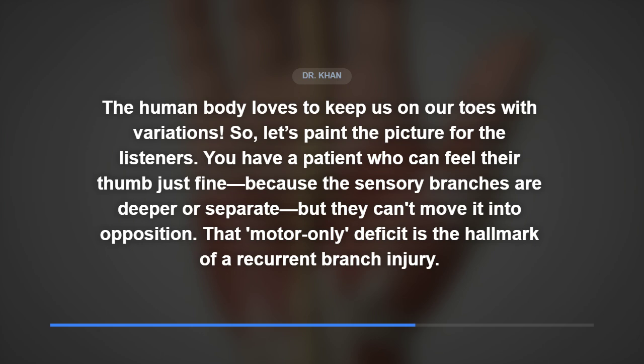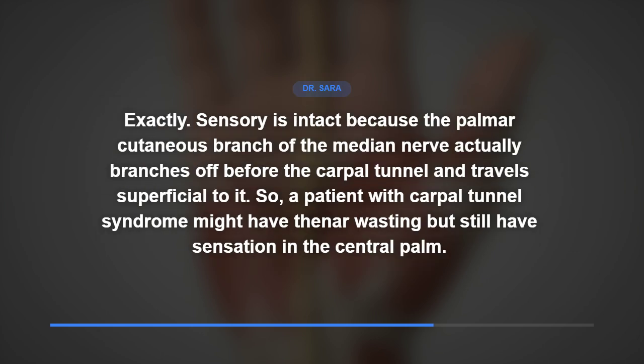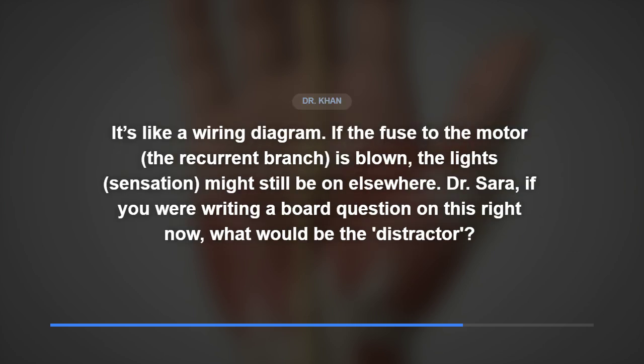So let's paint the picture for the listeners. You have a patient who can feel their thumb just fine because the sensory branches are deeper or separate, but they can't move it into opposition. That motor-only deficit is the hallmark of a recurrent branch injury. Exactly. Sensory is intact because the palmar cutaneous branch of the median nerve actually branches off before the carpal tunnel and travels superficial to it. So a patient with carpal tunnel syndrome might have thenar wasting but still have sensation in the central palm.